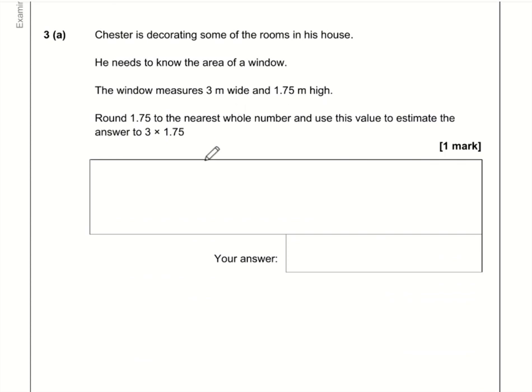Okay, so for 3a, we need to do some rounding. It says round 1.75 to the nearest whole number. To the nearest whole number means we're interested in the digit in the tenths column, and if it's 5 or greater, then this will round up to 2. 7 is greater than 5, so we're going to round that up to 2. So now the question is simply 3 times 2, which is, of course, 6.